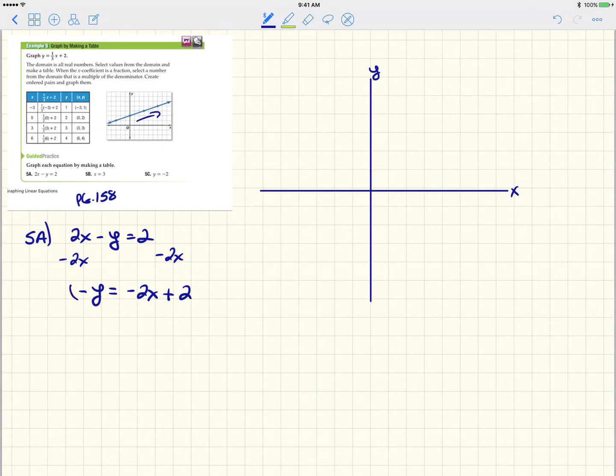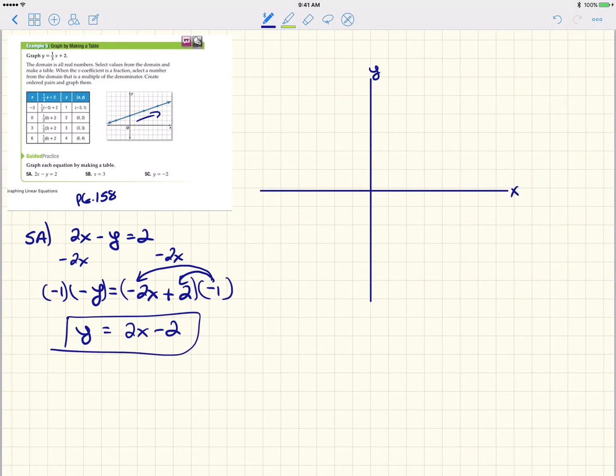So what I'm going to do is multiply the left side by negative 1, which means I'm going to multiply the right side by negative 1 as well. Negative 1 times a negative y gives me just y. Then negative 1 times the quantity negative 2x plus 2, we distribute the negative 1 through the parentheses. So negative 2x times a negative 1 is a positive 2x, and a positive 2 times a negative 1 is a negative 2. So this is our equation.